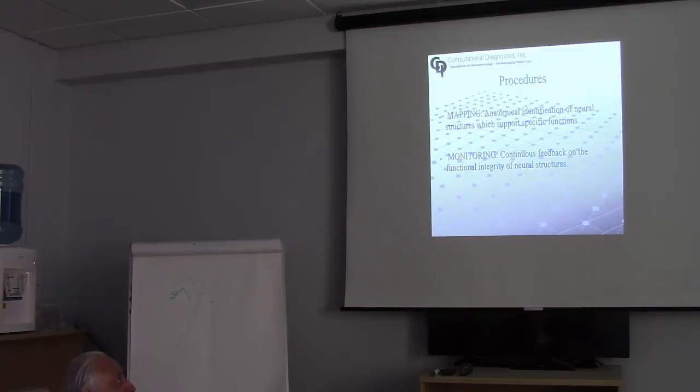So mapping is this anatomical identification of neural structures which support specific functions. And monitoring is the continuous feedback of the information. Both use essentially the same kinds of information, but use them in a different way. And it's important to have that concept in your mind.